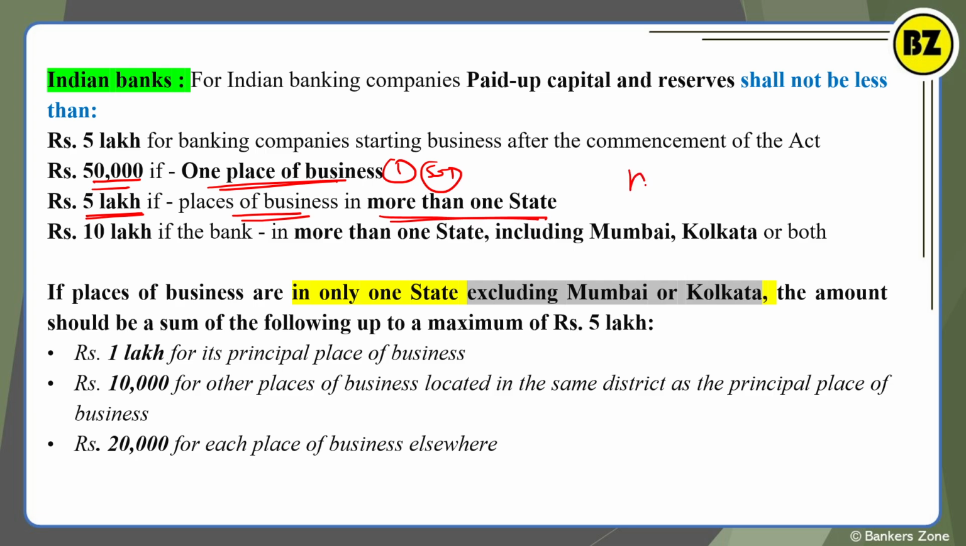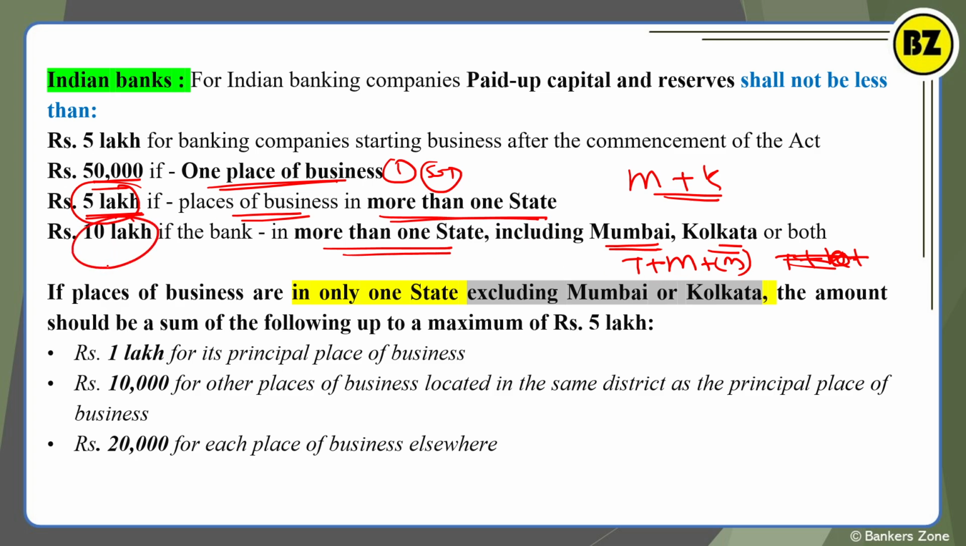You have to deposit 5 lakh if you have business in more than one state. For example, you are operating in Maharashtra, plus you are operating in Kerala. In such cases you should deposit 5 lakh. If you are operating in more than one state and your branches include Mumbai or Kolkata, for example in Tamil Nadu and Maharashtra, with a branch in Mumbai, then you have to deposit 10 lakh.